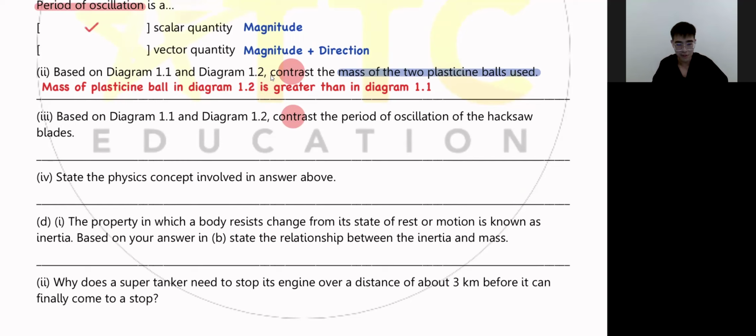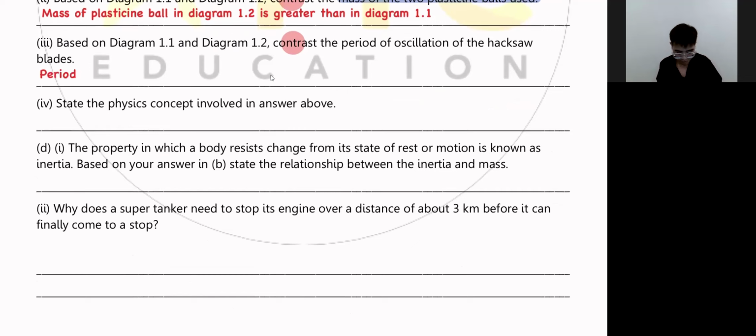Next one, question number 3. Question number 3 asks you to contrast, that means compare, the period of oscillation for the hacksaw blade. So for this one, again like I said, just repeat after the question: period of oscillation of the hacksaw blade.